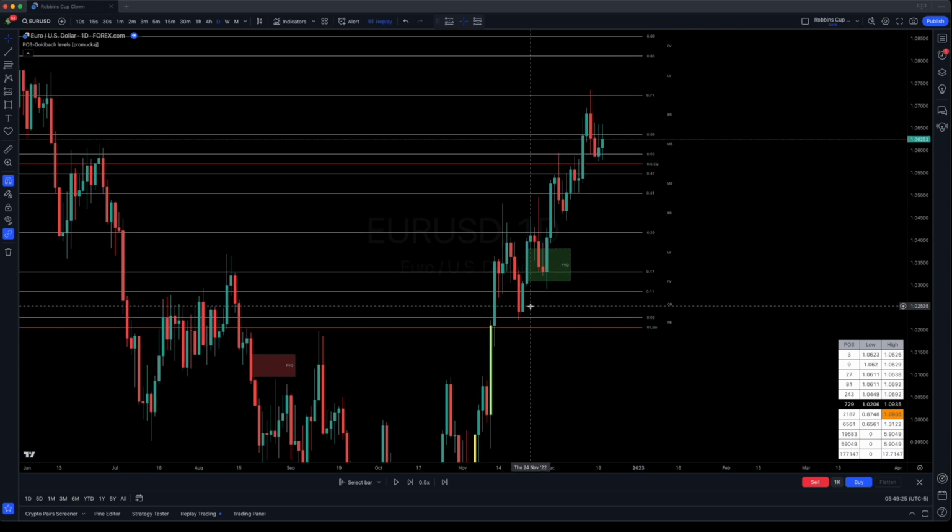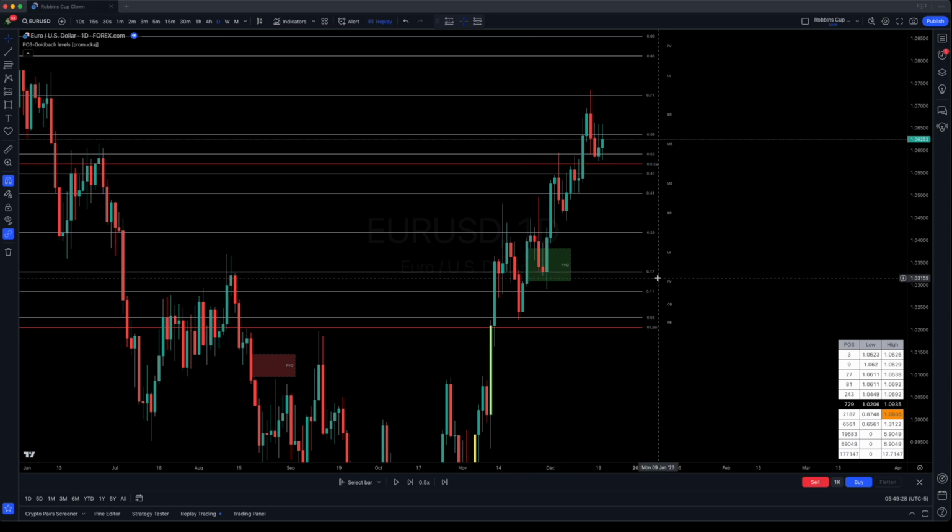You can see here that we have a fair value gap in the fair value gap partition, and the order block is in the order block partition.